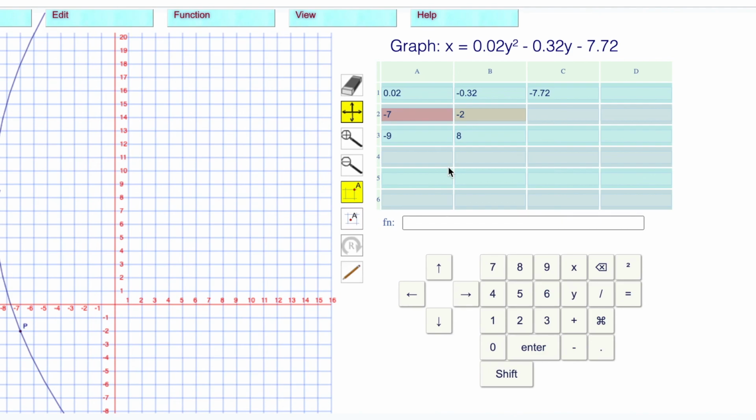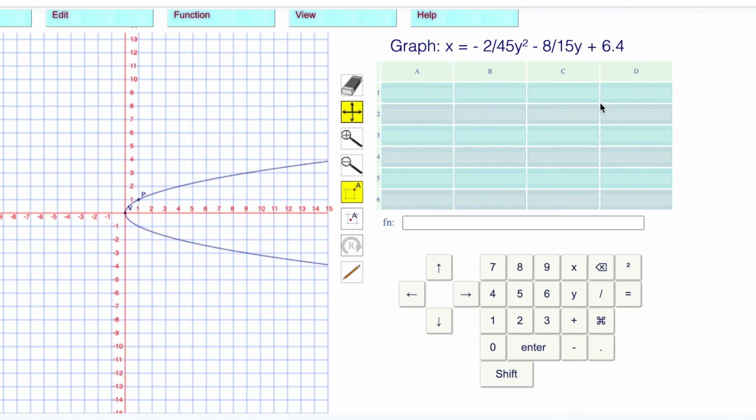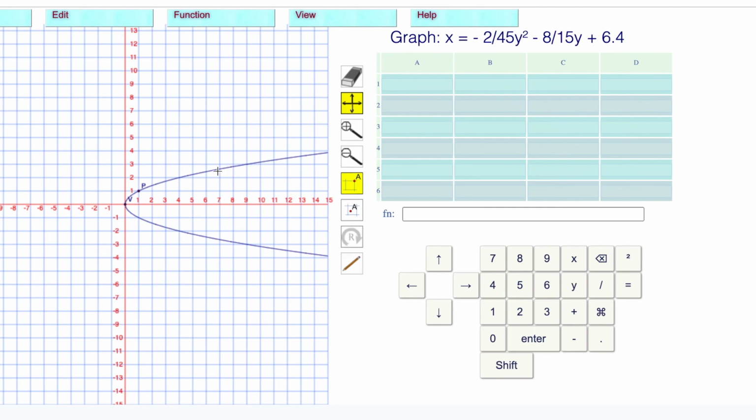Here is our parabola. And then we press enter to check to see if we're right. And that is it for level 14. Have a good day.